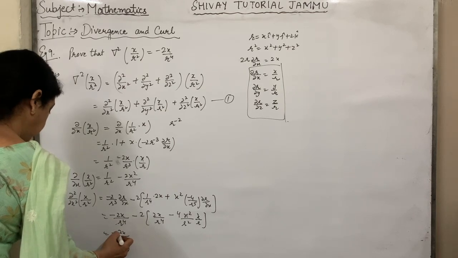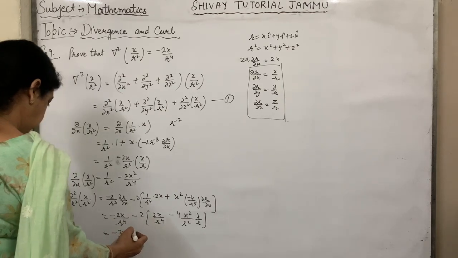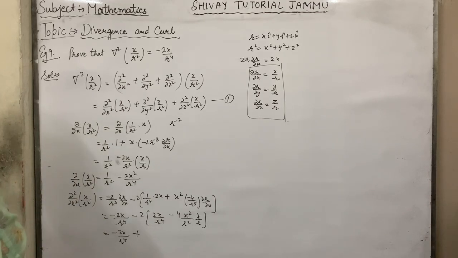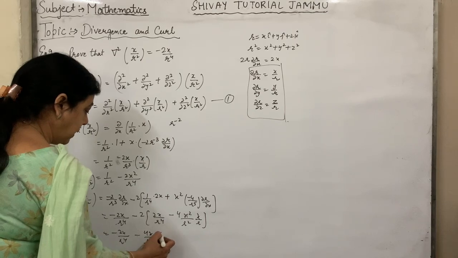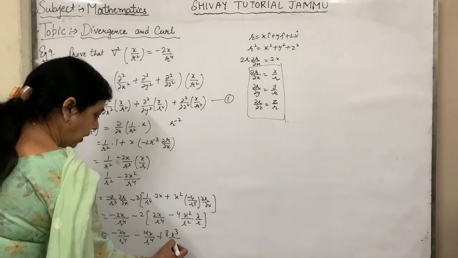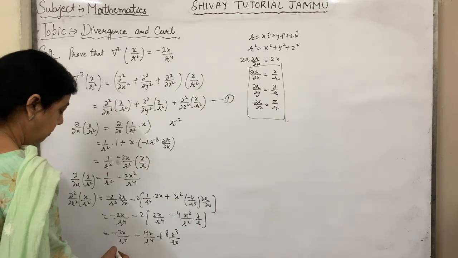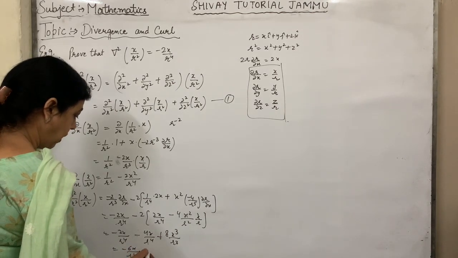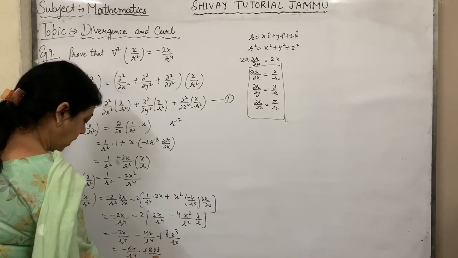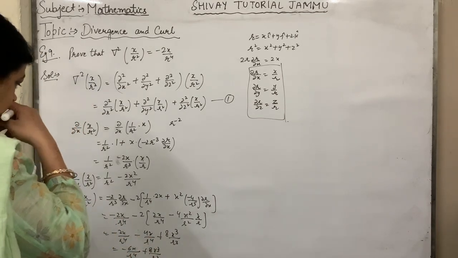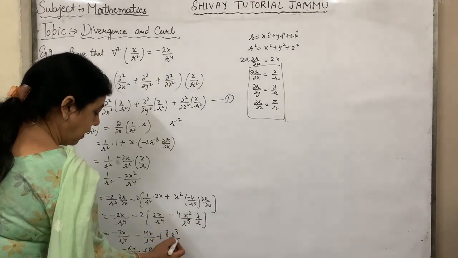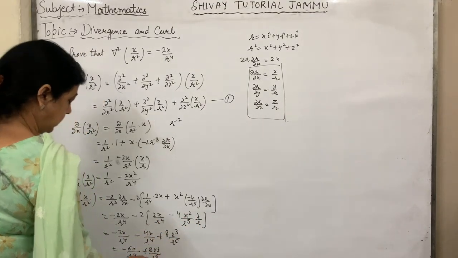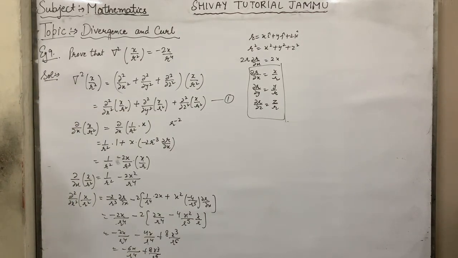Now I will solve this. This will become minus 2x/r⁴ plus, and minus 4x/r⁴ plus 8x³/r⁶. And this will become minus 6x/r⁴ plus 8x³/r⁶. This is r, I think it is r⁵. This is r⁵. This will become r⁶ and this is r⁶. This is ∂²/∂x² of x/r².